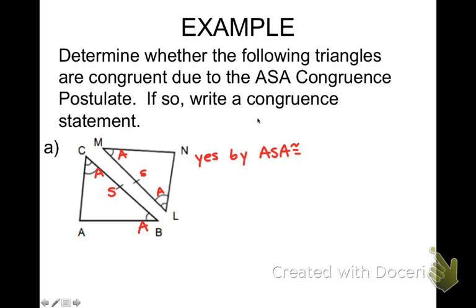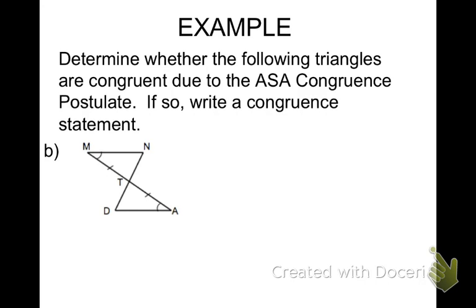Let's write a triangle congruent statement. Triangle, if I go A, B, C, what would be the matchup on the other side? M, N, L. Perfect. N, M, L. So if we look at part B, do we have two sets of congruent angles? I keep writing the triangle as an A.